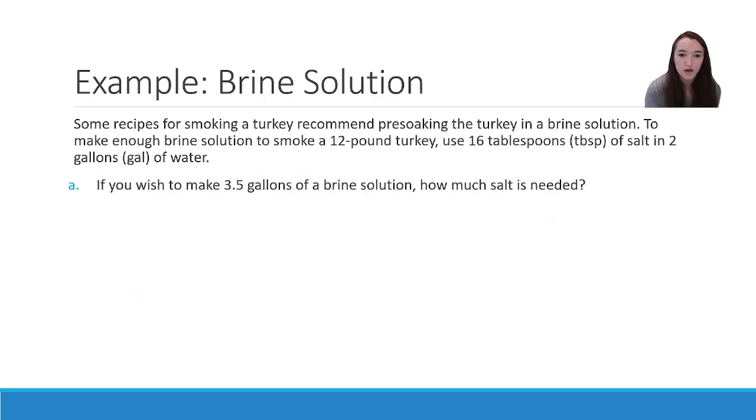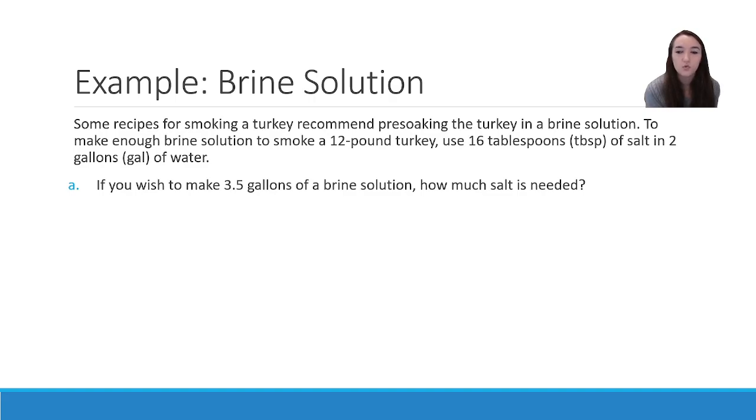Okay, our, I believe, last example here, hopefully, is a brine solution. Some recipes for smoking a turkey recommend pre-soaking the turkey in a brine solution. To make enough brine solution to smoke a 12-pound turkey, we use 16 tablespoons of salt in 2 gallons of water. So if you wish to make 3.5 gallons of brine solution, how much salt is needed?